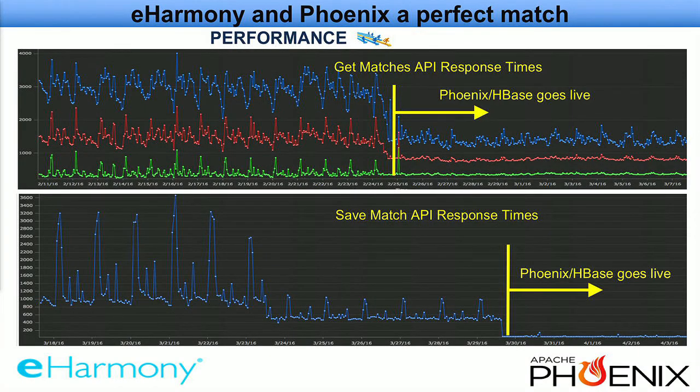The top graph is get matches, which is serving matches to the user. You can see the response times are pretty consistent, and the system is very stable, and we were able to bring down the response times below 1 second. Our 75th percentile is 200 milliseconds, down from 800 milliseconds. That's huge. This is very important. Save matches: because of Redis, we were able to bring down that response time from 4 seconds to 48 milliseconds, and it's very stable.